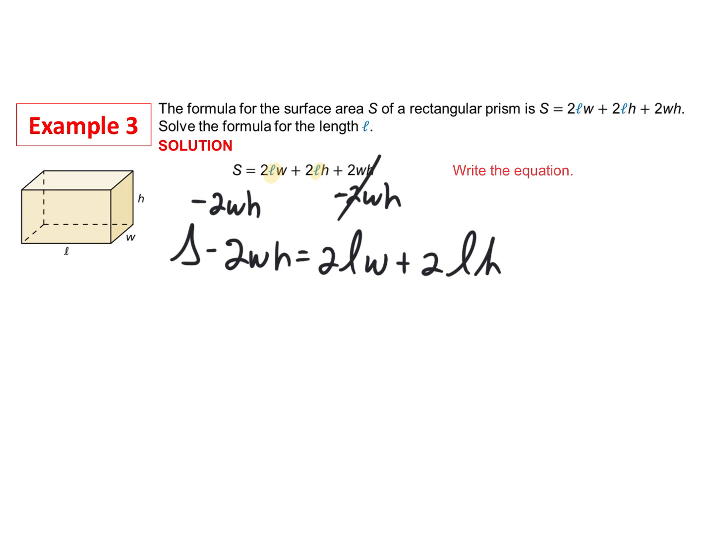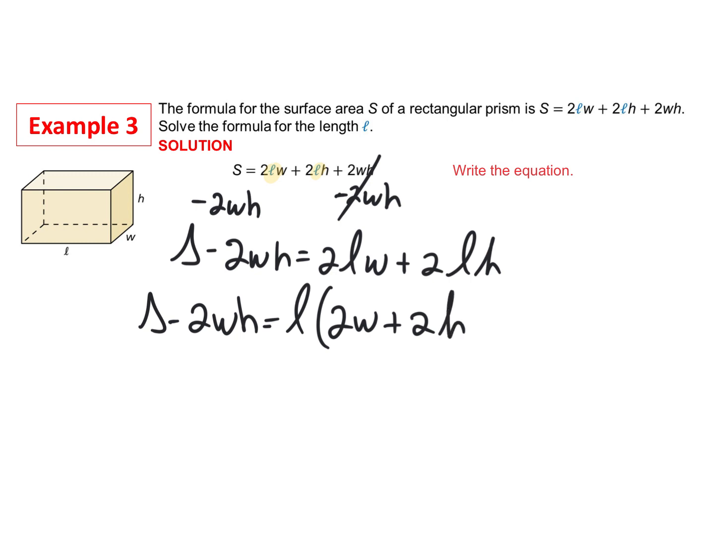Now, since both terms on the right have an L, which is what we're solving for, I'm going to go ahead and take it out. So S minus 2WH equals L times 2W plus 2H. Now keep in mind, when you distribute that L back, you can check to make sure it matches the original, which in this case it does. So we can go on from there. You can divide both sides by 2W plus 2H.